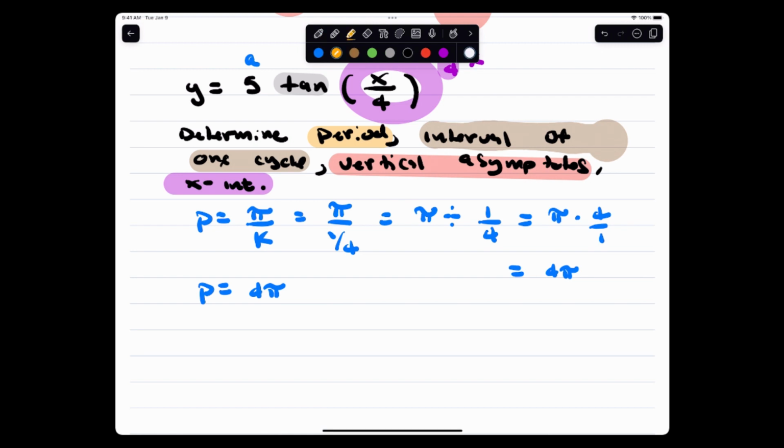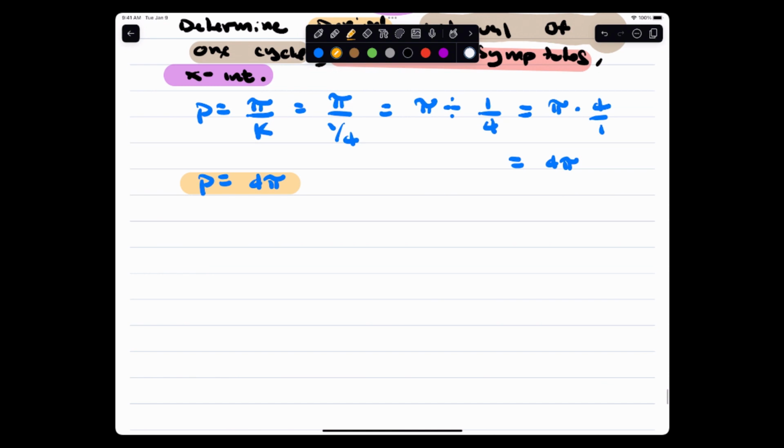We got the period. And then now what do we need? The interval of one cycle. And what's that definition? Your interval of one cycle, ladies and gentlemen, that's going to be negative pi over 2k, positive pi over 2k. K is 1/4.